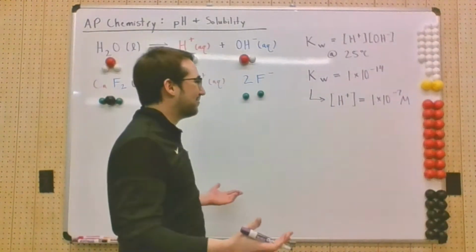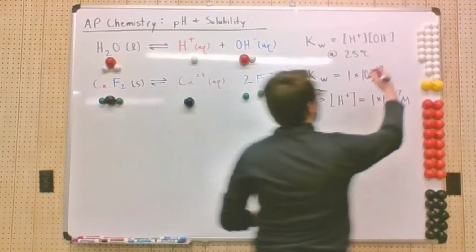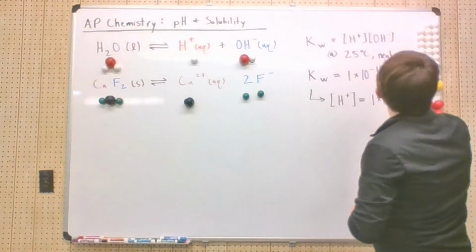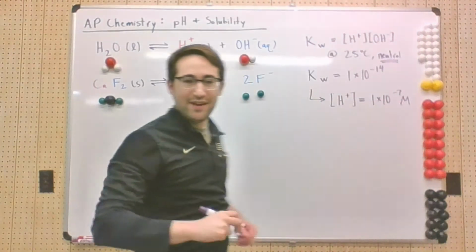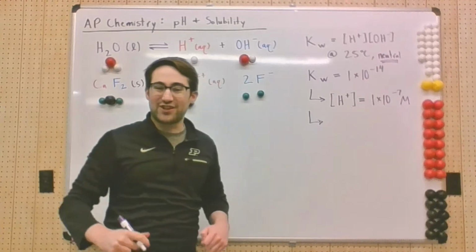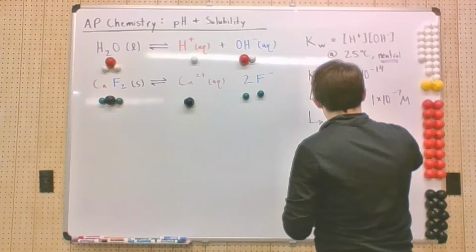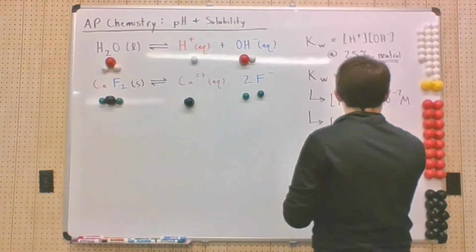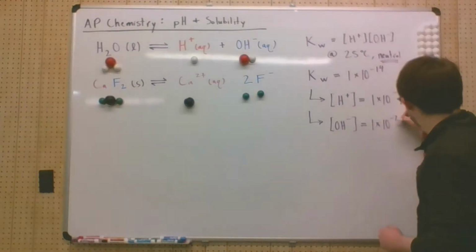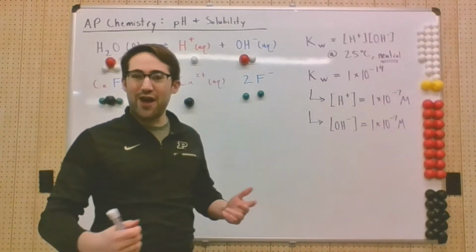Okay, well, you can also solve out for OH minus. Again, in a neutral solution, OH minus should have the same concentration, so it should be one times 10 to the negative 7 molar as well.